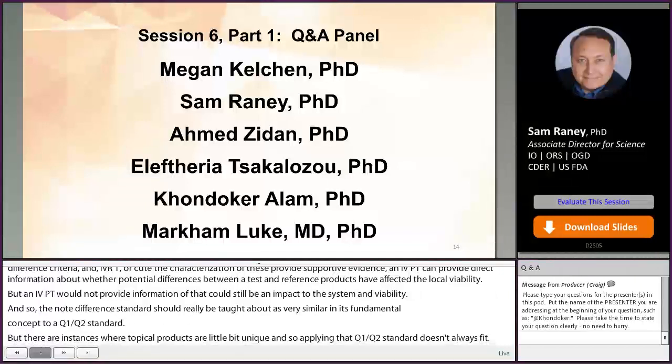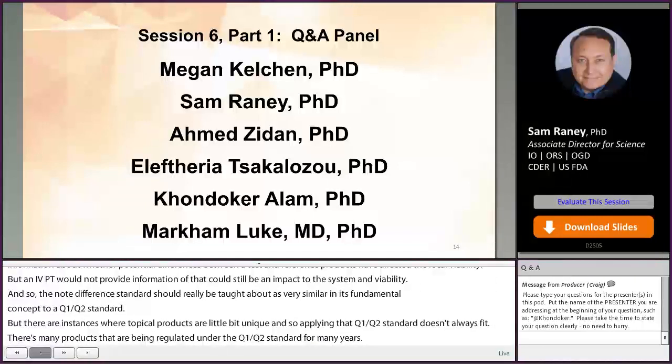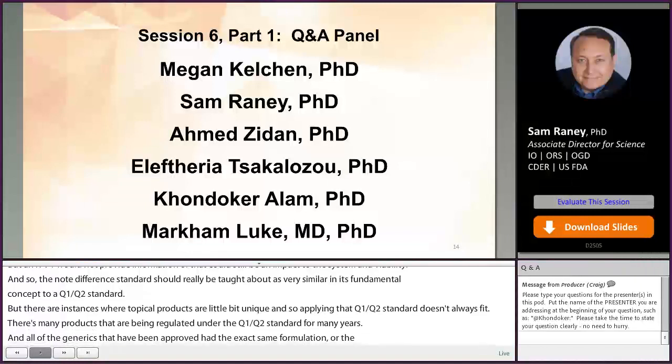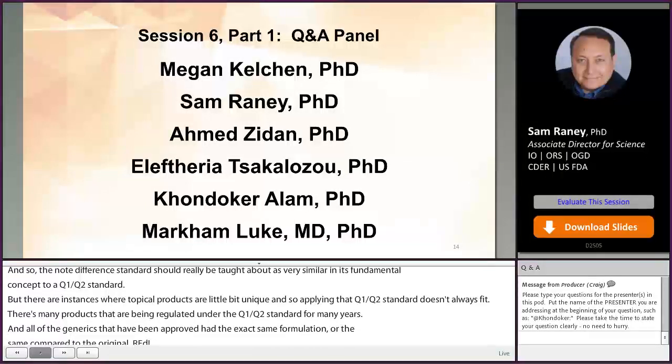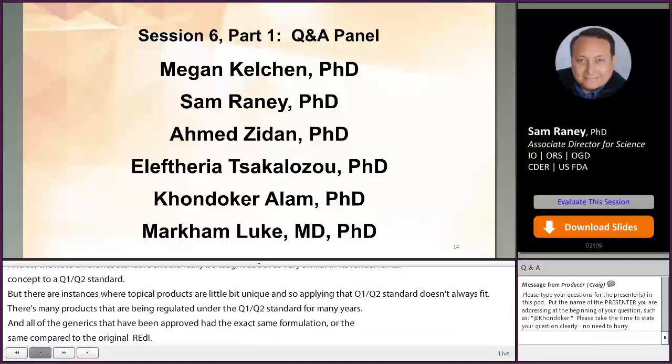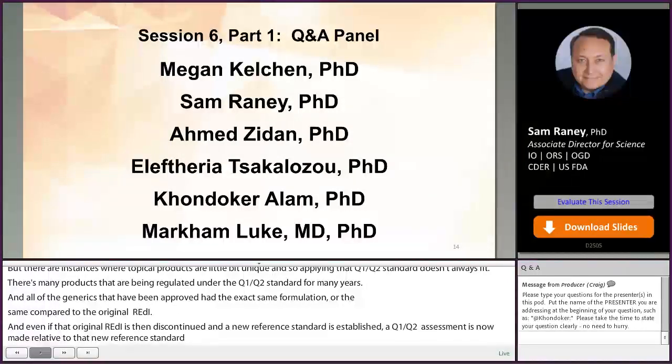the generics that have been approved have the exact same formulation, or Q1 and Q2 the same, compared to the original RLD. And even if that original RLD is then discontinued and a new reference standard is established, a Q1, Q2 assessment is now made relative to that new reference standard, and it is the exact same formula, components, and composition.